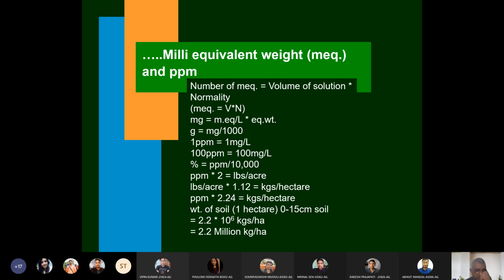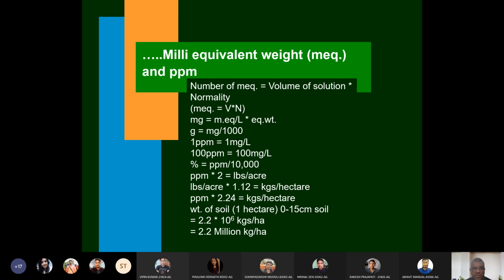Then you will realize the value of milliequivalent. When you do calculations of the content of a nutrient or material in plant tissue or soil, you very frequently use milliequivalent. At that time, you will learn it more. So now you see, number of milliequivalent is equal to volume of solution into normality. How many milliequivalent of a substance is there in the solution?